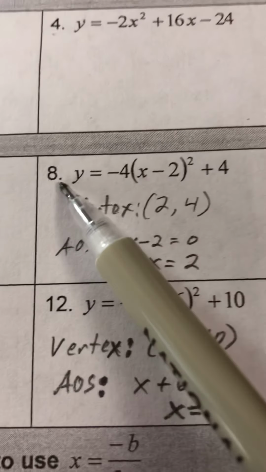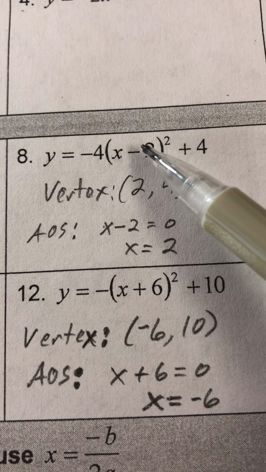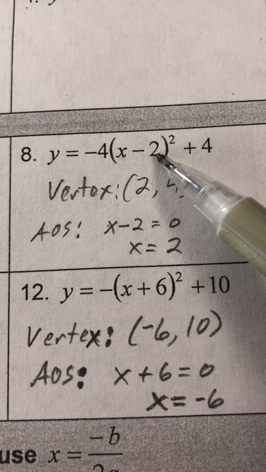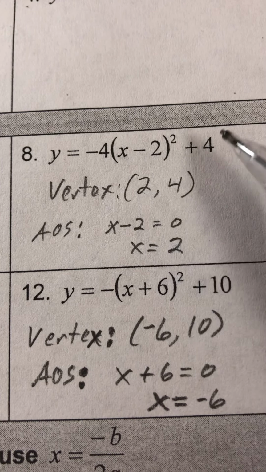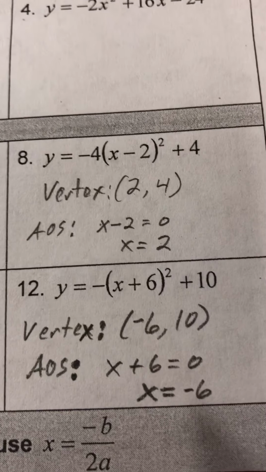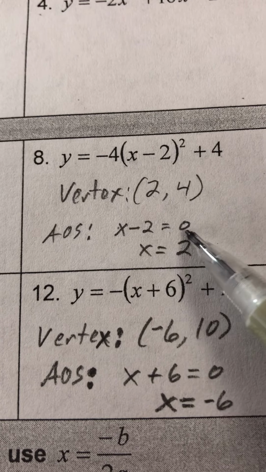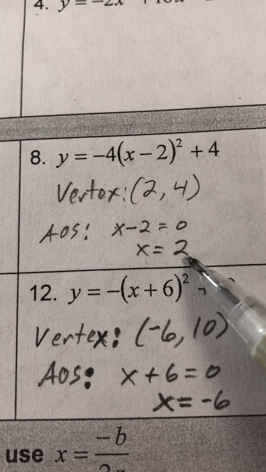That's what that means. Okay, number 8 looks more like the example in the notes, because here this would be minus h. My h is 2, so here's a 2. And my k is a positive 4, so it's just 4. So my vertex is 2, 4. My axis of symmetry would be this x minus 2 set to 0, solve for x, and so my axis of symmetry would be 2.